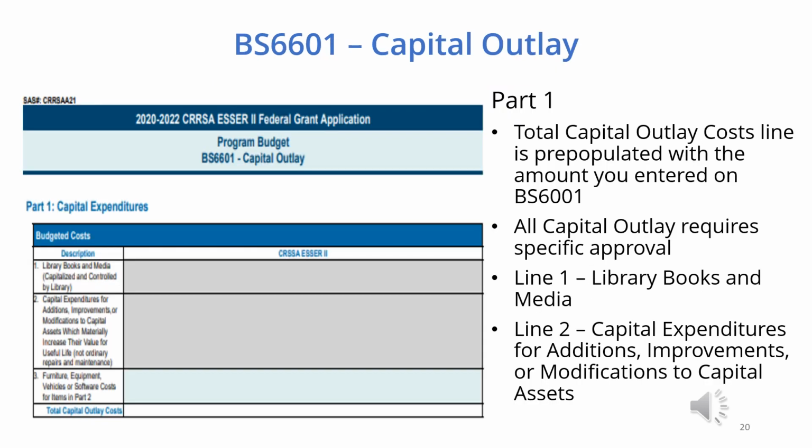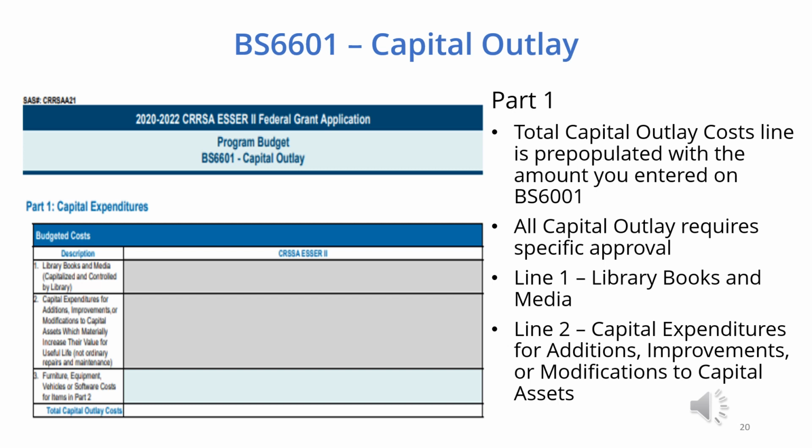BS 6601, Capital Outlay. This category is for capital assets. All capital outlay requires specific approval. The total capital outlay cost line at the bottom of the screen will be pre-populated with the amount you entered on BS 6001. You will see this amount also in Part 1, Line 3, until you distribute the funds appropriately.